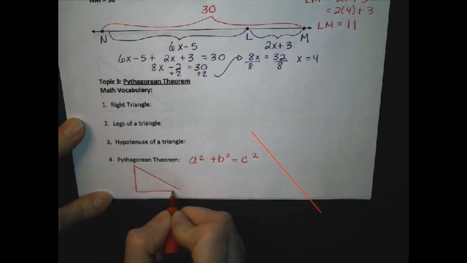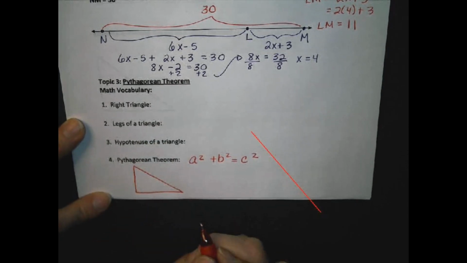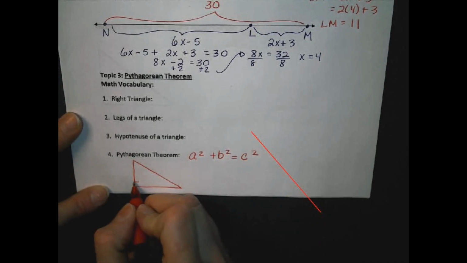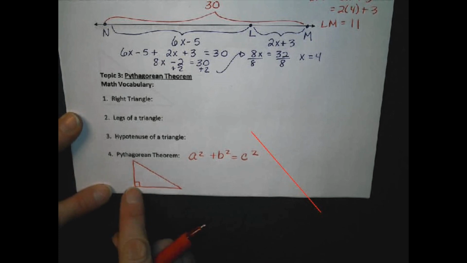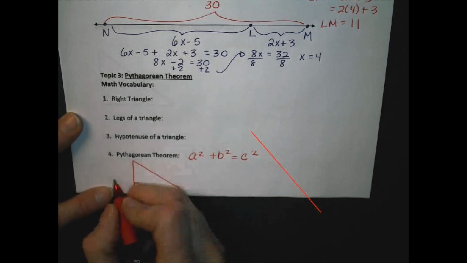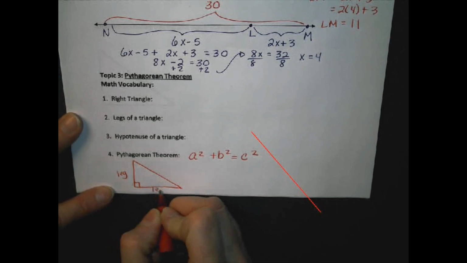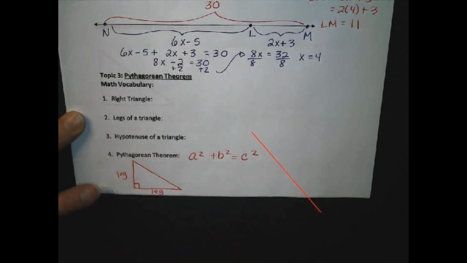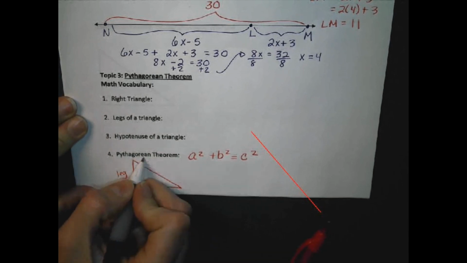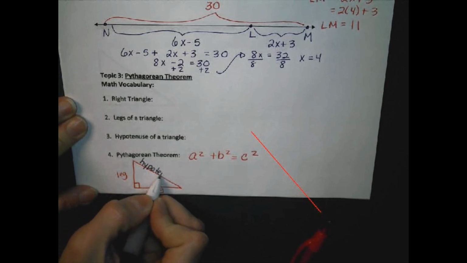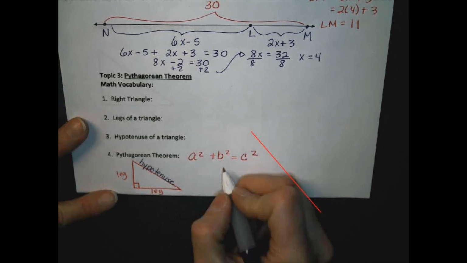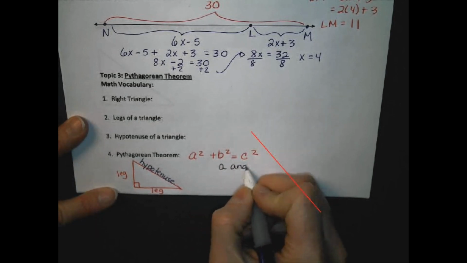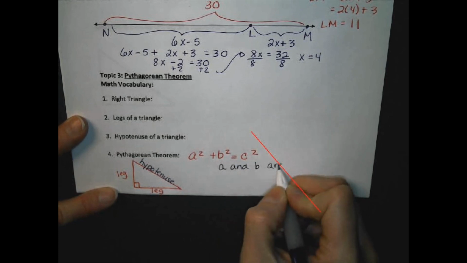Right triangles always contain one 90-degree angle. The two sides that are adjacent to the 90-degree angle are both called legs. So I have two legs, and the side across from that is called the hypotenuse. In order for the Pythagorean theorem equation or formula to work, A and B are always legs, and C always represents the hypotenuse.